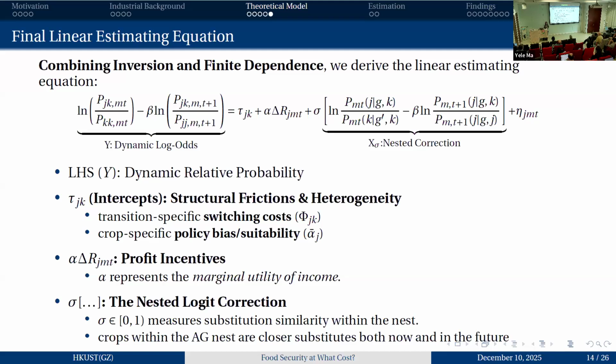This is our final linear estimation equation. By following the previous steps and combining the immersion and state dependence, we derive this equation. On the left-hand side is the dynamic relative probability, and the tau term is the intercept. It captures friction and heterogeneity. It includes both the transition-specific switching cost and the crop-specific policy bias, somewhat like feedback. The delta terms are profit incentives, and each coefficient represents the marginal rate of income. The sigma term is the negative relation measure for the comparison.